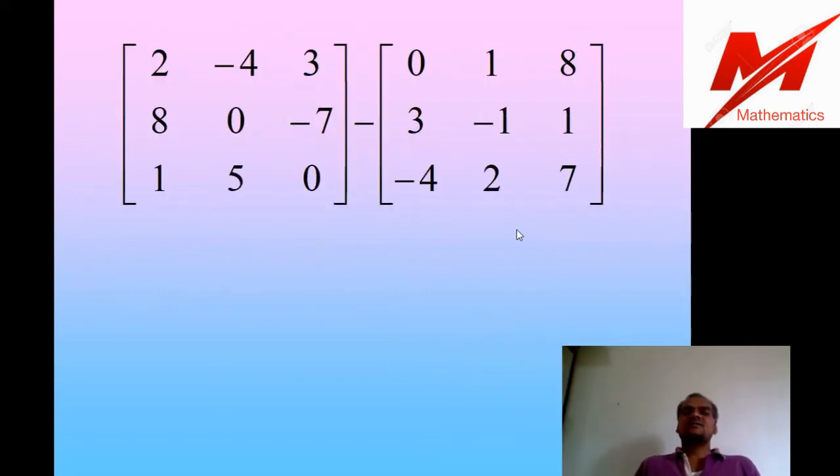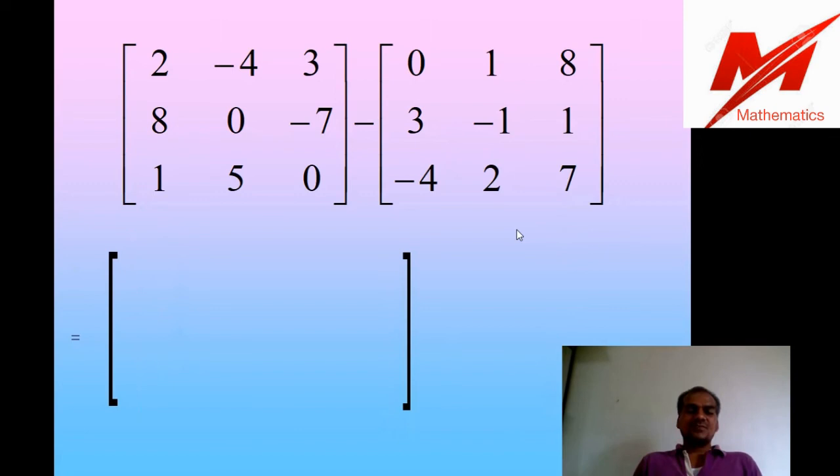See here, two matrices. First matrix: 2, -4, 3, 8, 0, -7, 1, 5, 0, and second matrix: 0, 1, 8, -3, -1, 1, -4, 2, 7. In this case, the order of the first matrix is 3 by 3, the second is also 3 by 3, so the order is the same, so we can do the subtraction also.